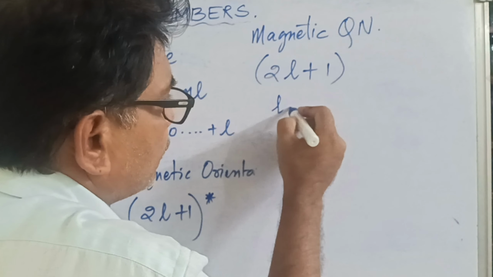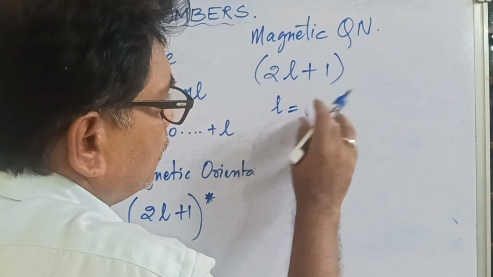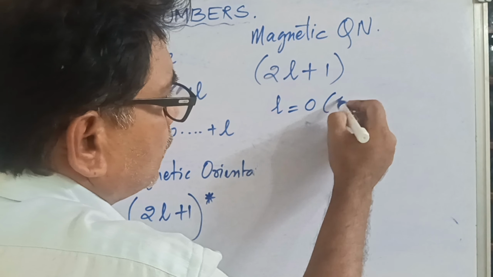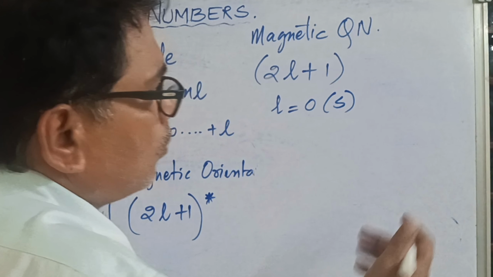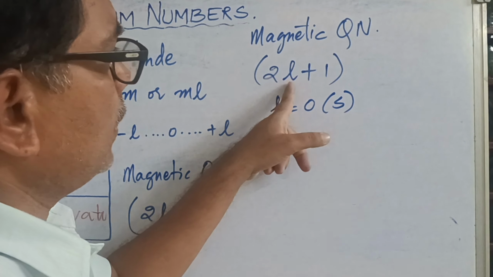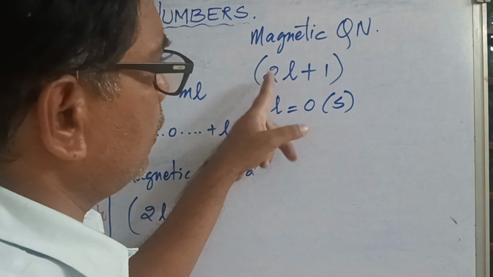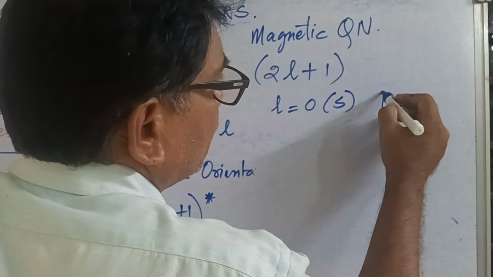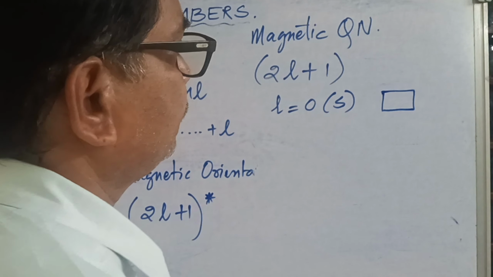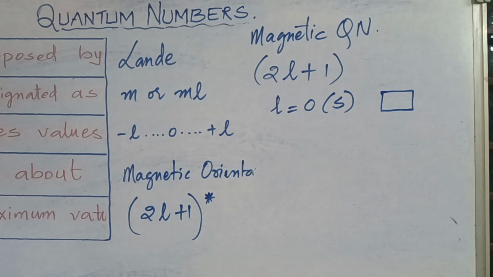Now my L is how much? First case 1. Sorry, 0. 0 means what? S orbital. What did I say just now? It requires 1 box. How? L is equal to 0. You place this 0 here. 2 into 0 is 0. Plus 1 is 1. So very clearly it is telling that it requires 1 box. That's all. Finished.